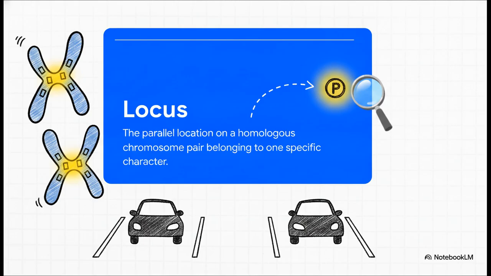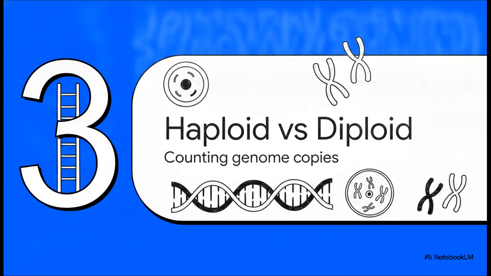Well, they have a very specific address called a locus. Think of a locus as the exact assigned parking spot on a chromosome, where a specific gene always sits. On a pair of matching or homologous chromosomes, the genes for the exact same trait will always park in the exact same parallel location. Okay, section 3, haploid versus diploid.